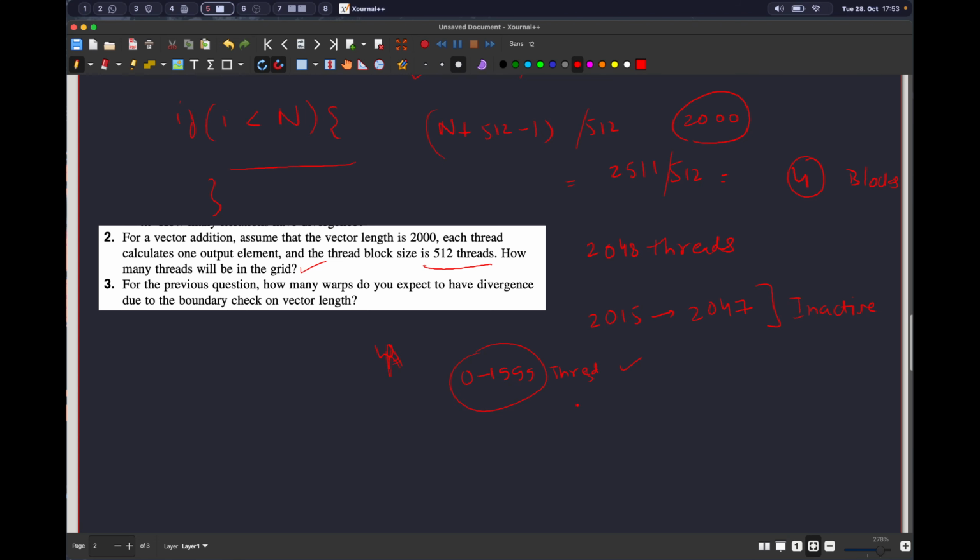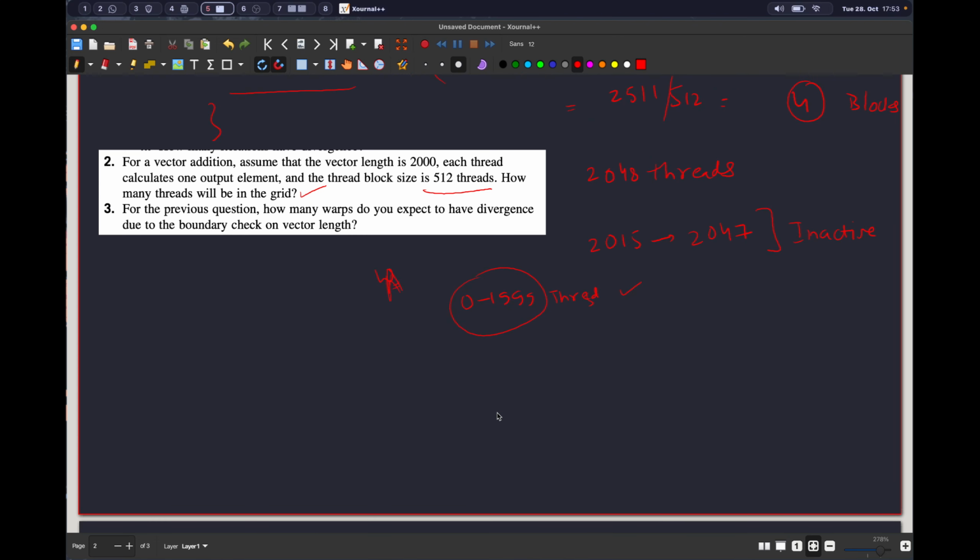They will not show any divergence. So what is the number before 19999 that is divisible by 32? Let's not do it like this, it will be difficult to understand. So instead of 2015, we will do it this way.